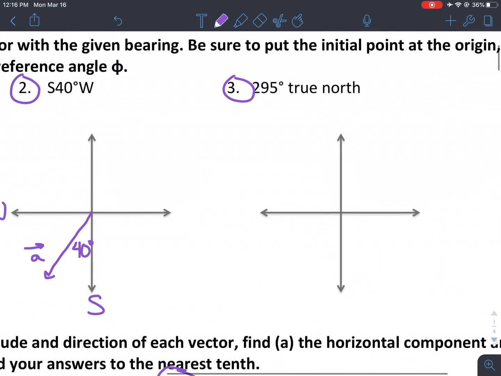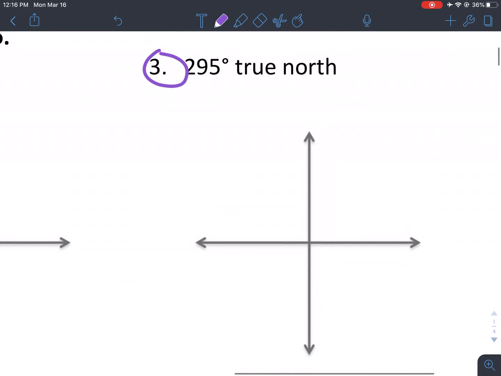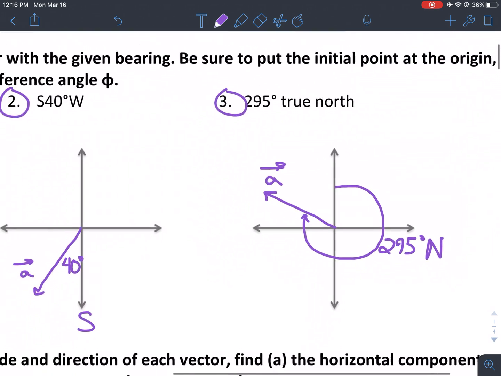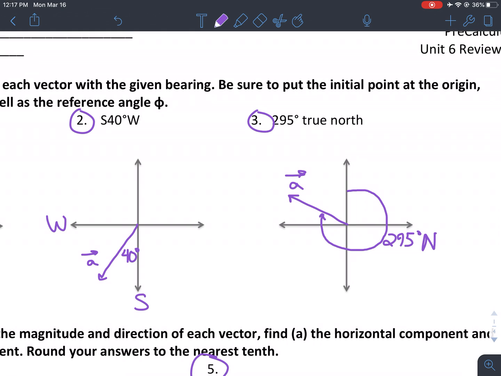In number 3, true north means we're always starting at the vertical axis and we want to go clockwise. So that means we're going to start right here. That's our true north 0. And we're going to go all the way around. This is a little bit further than 270 degrees. So that means that angle right there is going to be 295 degrees true north. And that's vector A. So numbers 2 and 3 are done.